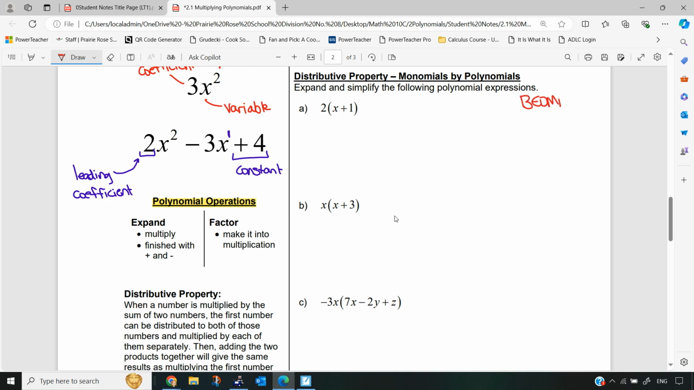Now again, this would tell me that I need to simplify within the brackets first, but if you notice I have an x plus 1, so x cannot be combined with the 1. They're not like terms, but I can expand by distributing that 2 through. So 2 times x plus 1 would give me 2x plus 2. Moving on to the next one, I have x times x, and then x times positive 3. So that would give me x squared plus 3x.